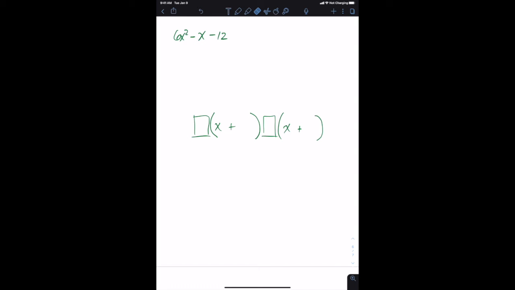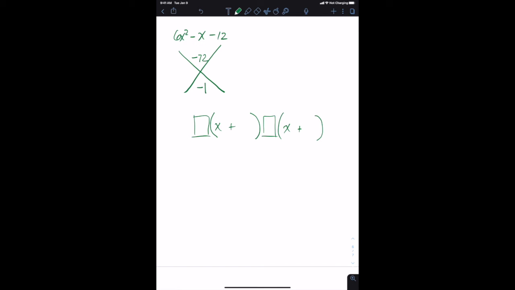We're going to do that graphic organizer method again, only this time we're going to be using a trinomial that is a little bit more complicated. So we always start off with draw a big X. So here it is, draw a big X. And we load the top with the product of the first coefficient, 6, and the last coefficient, negative 12. 6 times negative 12 is negative 72. And the coefficient from the second term is negative 1.